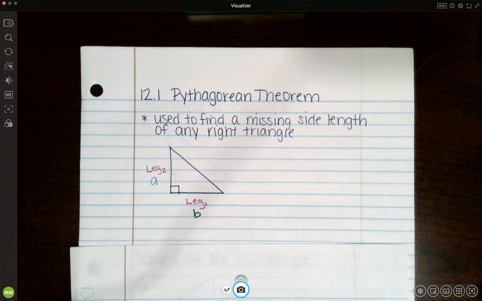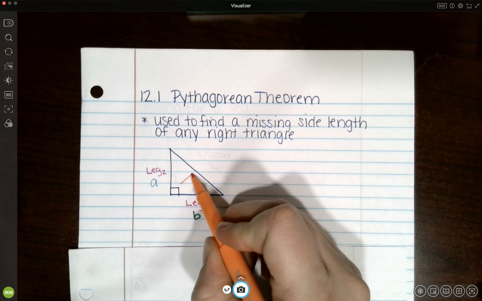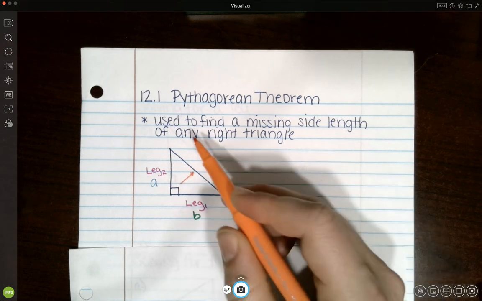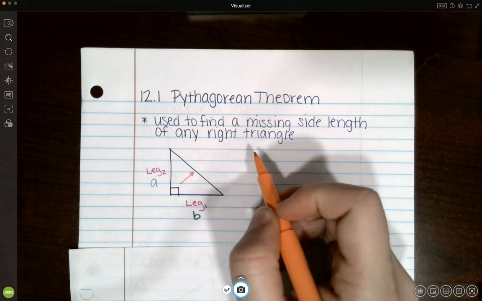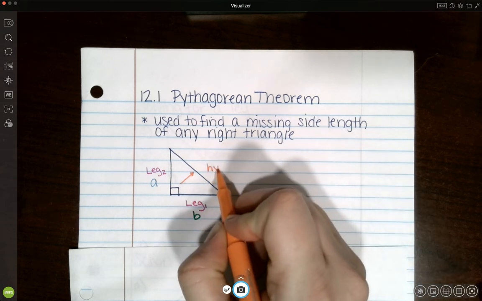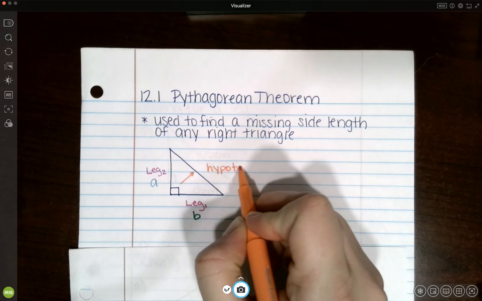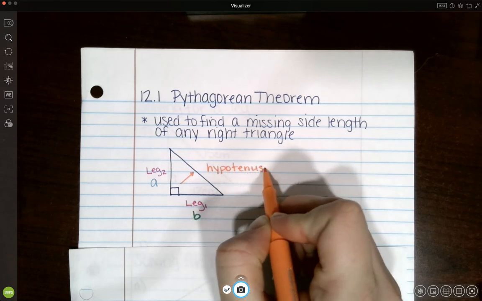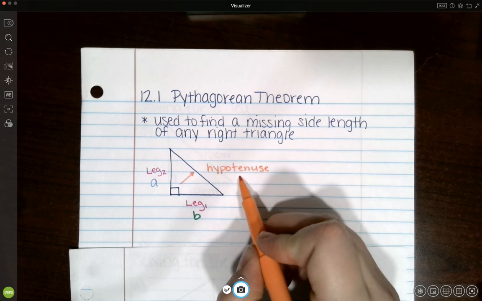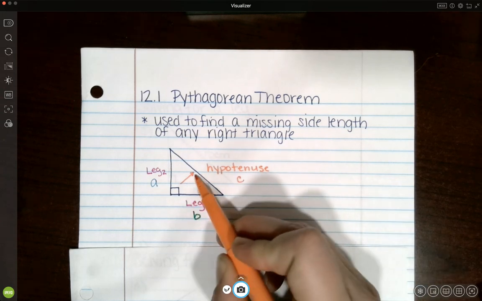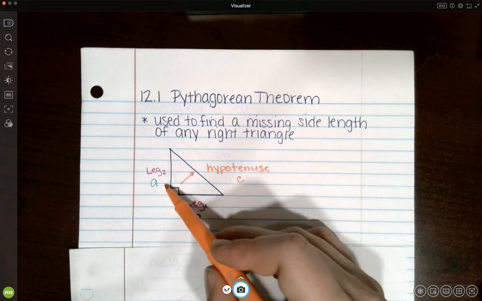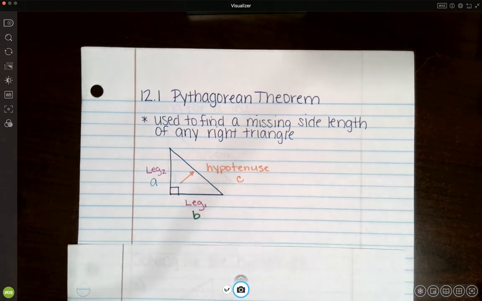The last component that we're dealing with is always across from the 90-degree angle. So whatever line segment is across from this 90-degree angle is called the hypotenuse. And we spell hypotenuse, H-Y-P-O-T-E-N-U-S-E. And the hypotenuse is always the letter C. So the letter C is always across from the 90-degree angle, and our legs are always what makes the 90-degree angle.